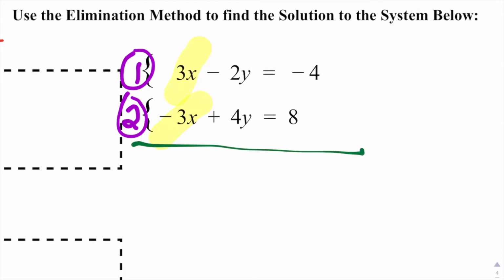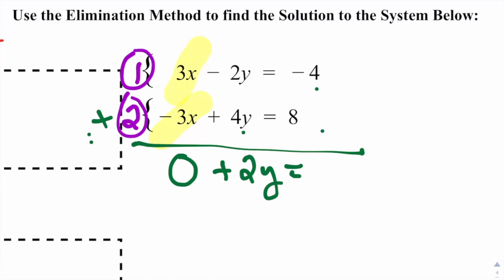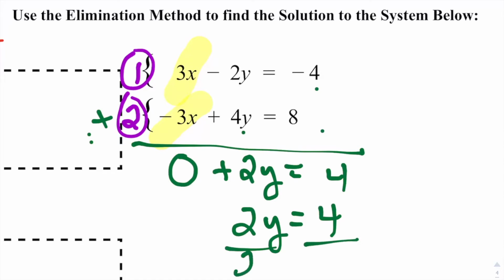So when you have both requirements met, all you do is add the two equations together. So draw a line, and we're going to add equation 1 to equation 2. Well, 3x plus negative 3x gives us 0, and then negative 2y plus 4y gives us plus 2y, and then negative 4 plus 8 gives us positive 4. So now we just solve for y. We have 2y equals 4, divide by 2 on both sides. Here's my balancing point. And I get y is equal to 2.